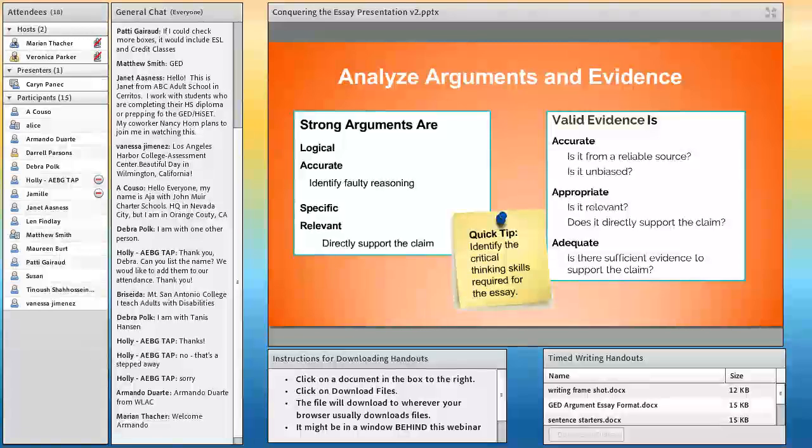Okay, so analyzing arguments and evidence. With my students, we look at these two different parts. First, we spend some time looking just at the arguments, and then we look at what makes good, valid evidence. We've broken down all the materials into strong arguments being logical, accurate, specific, and relevant. We talk about what logical means, and that leads us to talking about faulty logic. So we spend a little time looking at examples of fallacies, identifying fallacies, and then looking at what makes a logical argument. So looking at the relevance, does it directly support the claim? And is it specific? Does it give an actual reason as opposed to just saying something is generally good or generally bad?